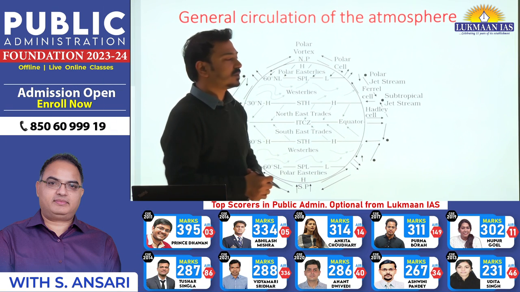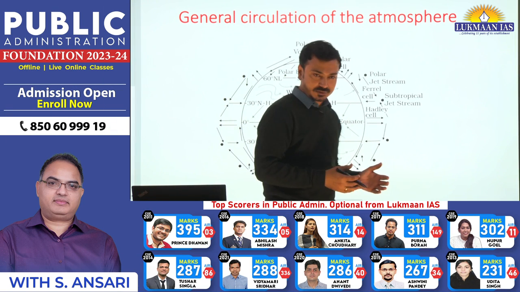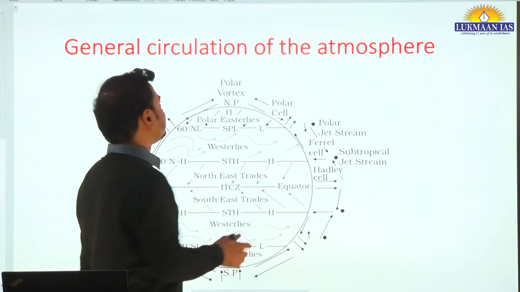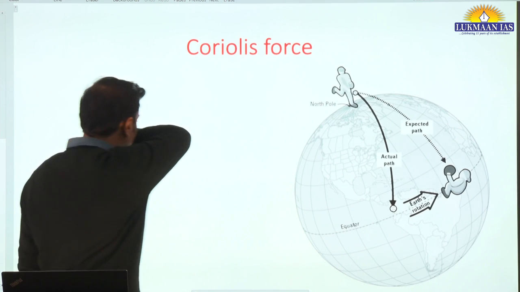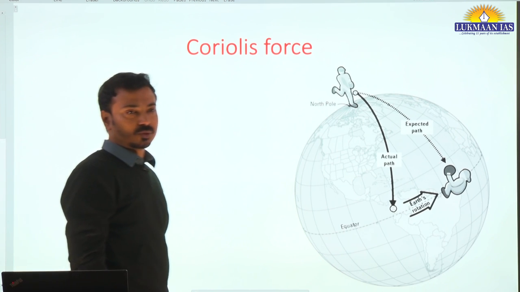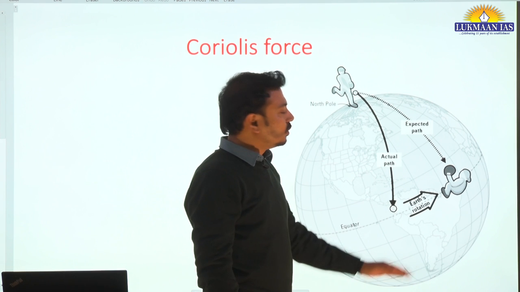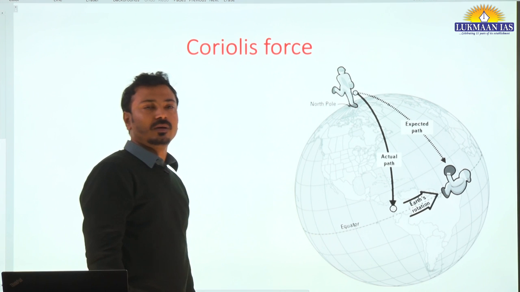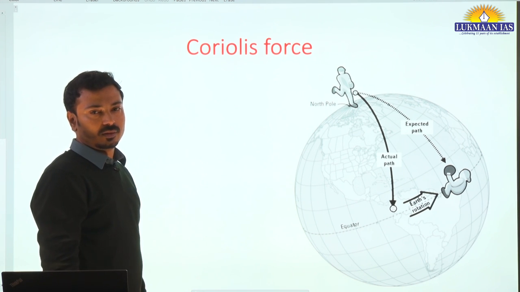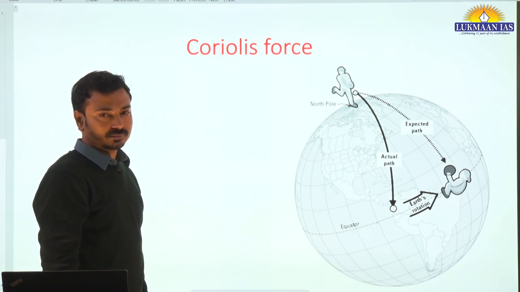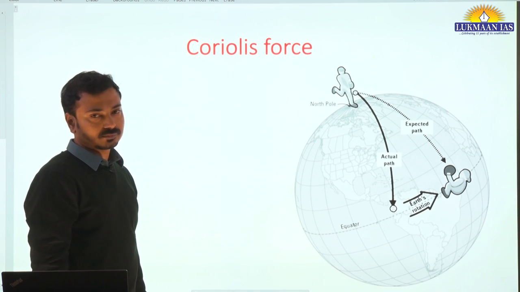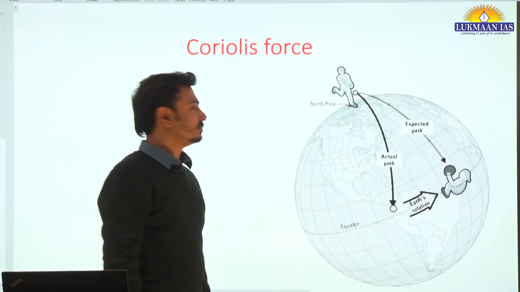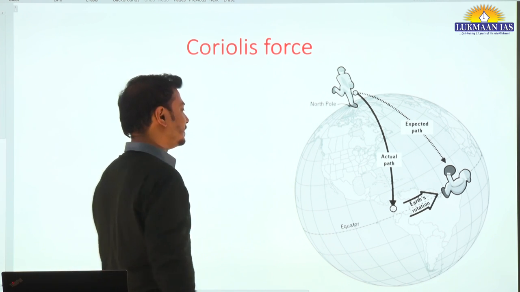Yes, Coriolis force is observed highest near the poles as compared to the equator. What is the reason? Coriolis force or Coriolis effect, it goes on increasing from the equator towards the pole. What is the reason for that?